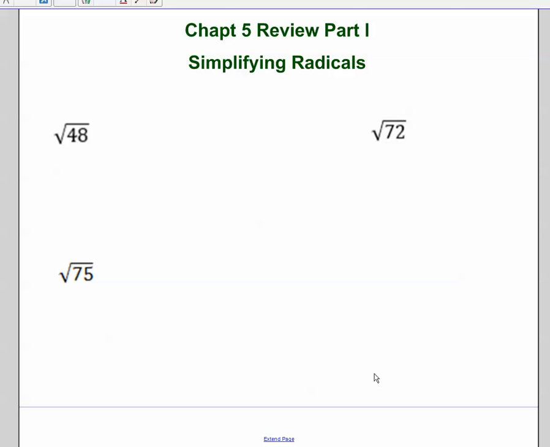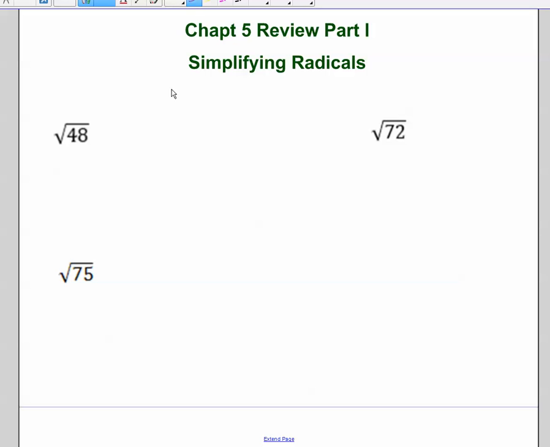This is going to be a series of reviews for the Chapter 5 material that we're currently going over. And I'm going to keep it straight to the point. I'm not going to go into the definitions from the previous course. Just more of a skills approach on these radicals. So let's go ahead and get started.